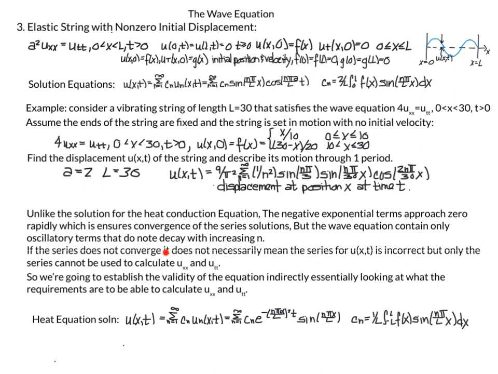So if the series does not converge, it does not necessarily mean the series for u of x,t is incorrect, but only that the series cannot be used to calculate the second partial derivative u_xx and second partial derivative u_tt. So we're going to establish the validity of our solution indirectly, looking at what the requirements are to be able to calculate these second partial derivatives.